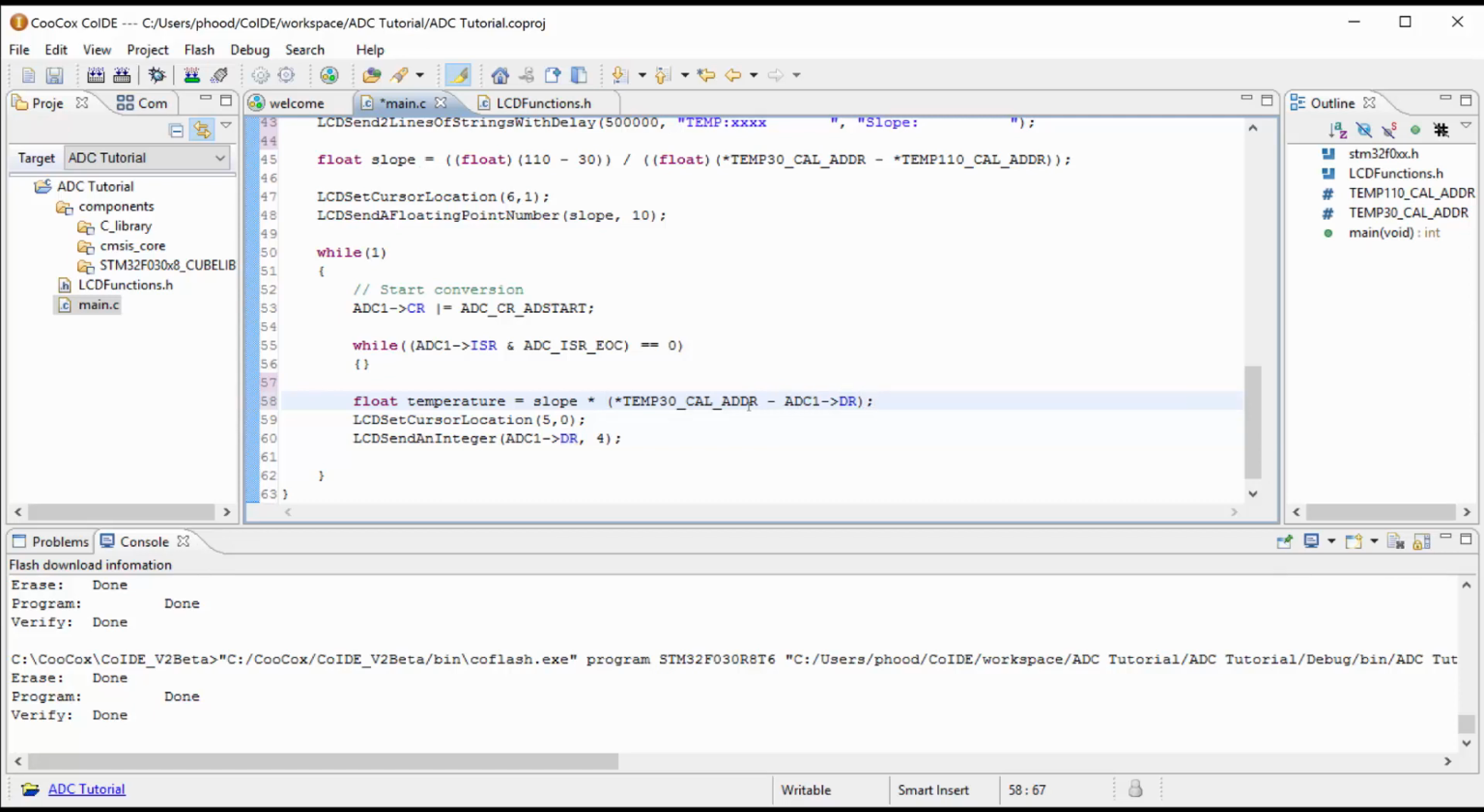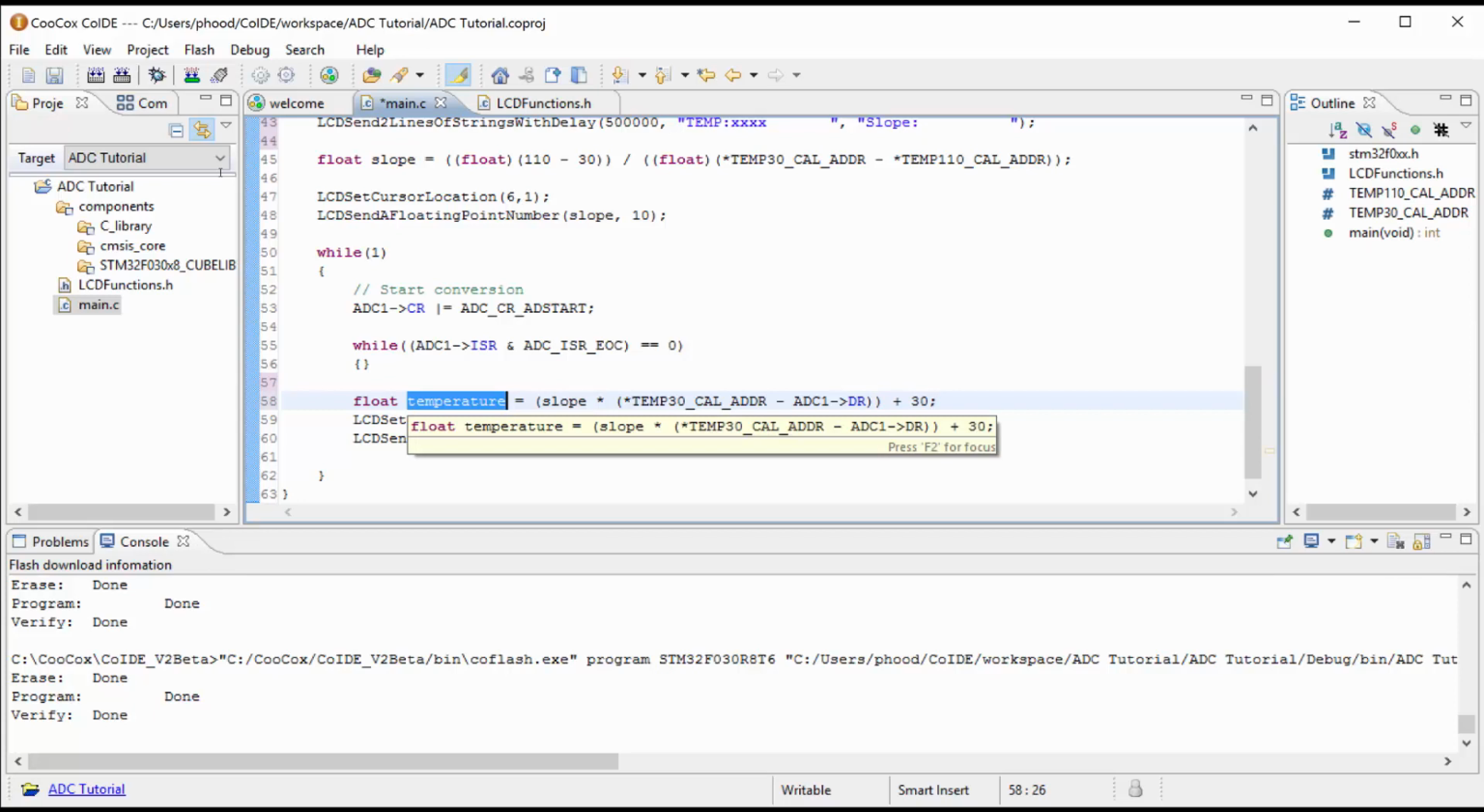So we're just finding what's the difference between those two, and we're multiplying the slope to find out what the degree difference is. So then what we can do is we can add 30 to this. Let's go ahead and make sure that order of operations are done correctly, because I want this slope to be multiplied by the difference here first, and then 30 is added to the end. So let's go ahead and see if we get the correct temperature.